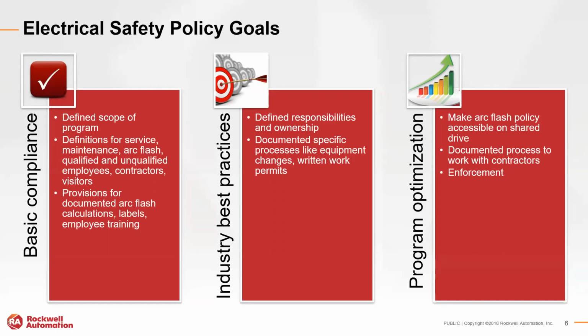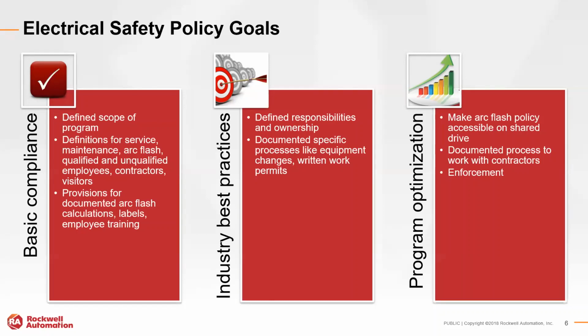If you have some sort of plant expansion, you're adding electrical equipment, how do you get that incorporated into your overall arc flash program? How are you going to maintain that over time? Also, the utilization of written electrical work permits is a good industry best practice as well.